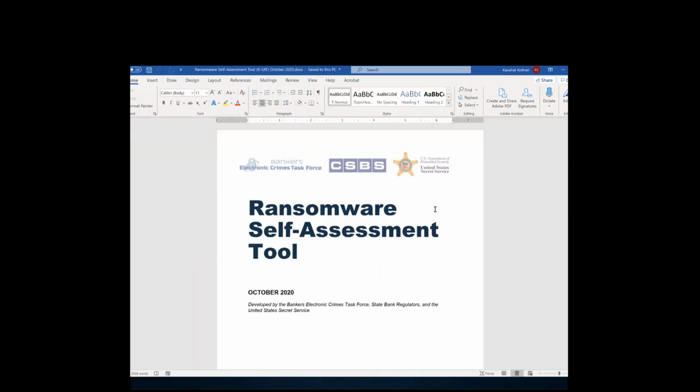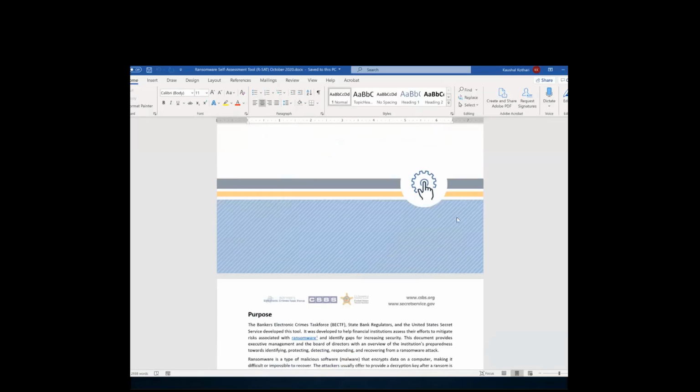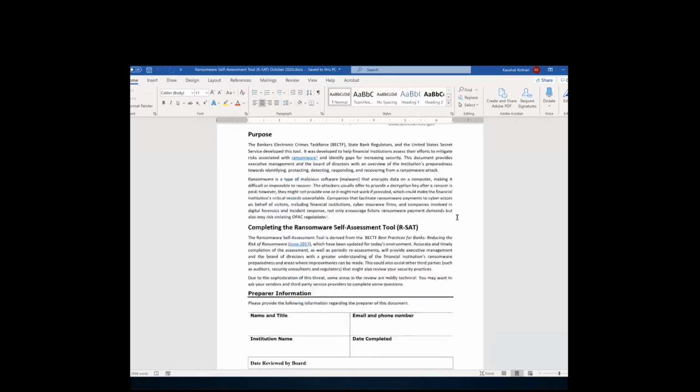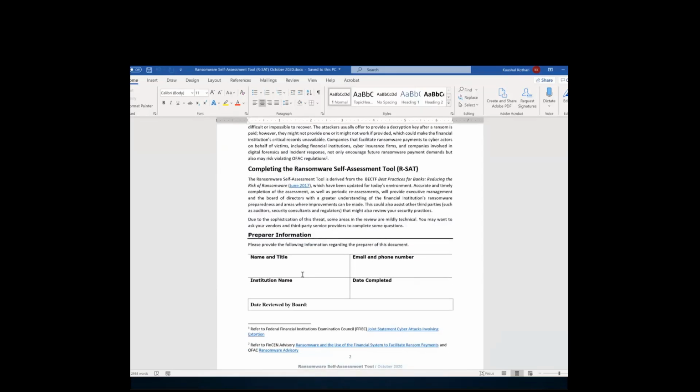So here's the Ransomware Self Assessment Tool that was sent out by a lot of the state agencies, in the case of the Iowa Division of Banking in October of 2020. The first part to look at populating is just your name and title, your email and phone number, institution name, and the date completed. And then here is probably one of the key elements, at least for our examination purposes.